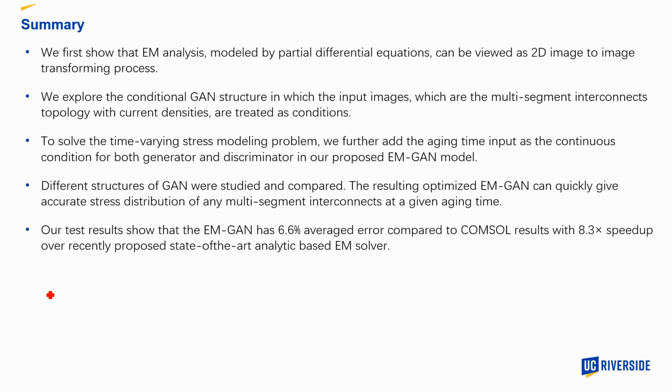Different structures of GAN were studied and compared. The resulting optimized EM-GAN can quickly give accurate stress distribution of any multi-segment interconnects at a given aging time. Our test results show that the EM-GAN has 6.6% averaged error compared to COMSOL results and achieves 8.3 times speed up over the recently proposed state-of-the-art analytic-based EM solver.